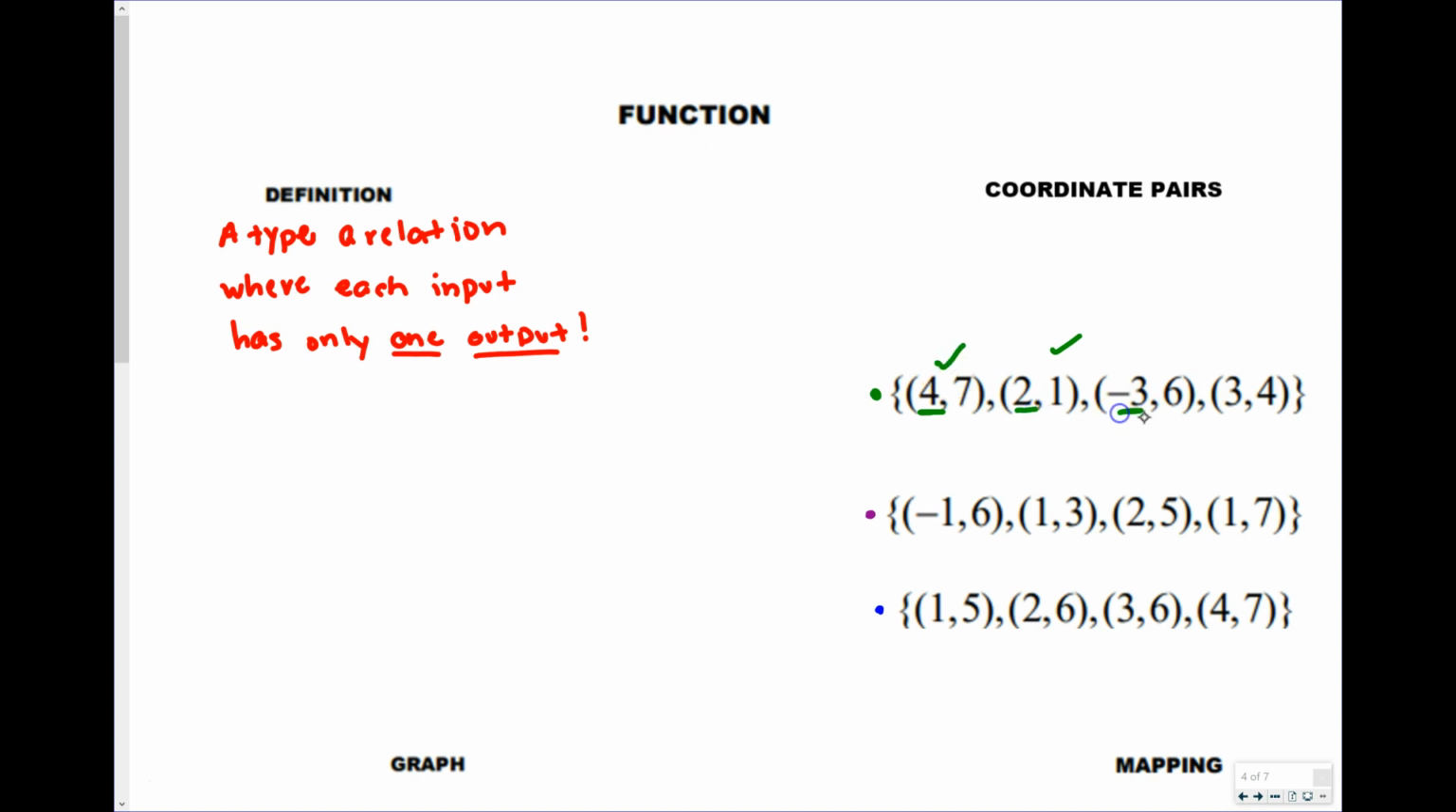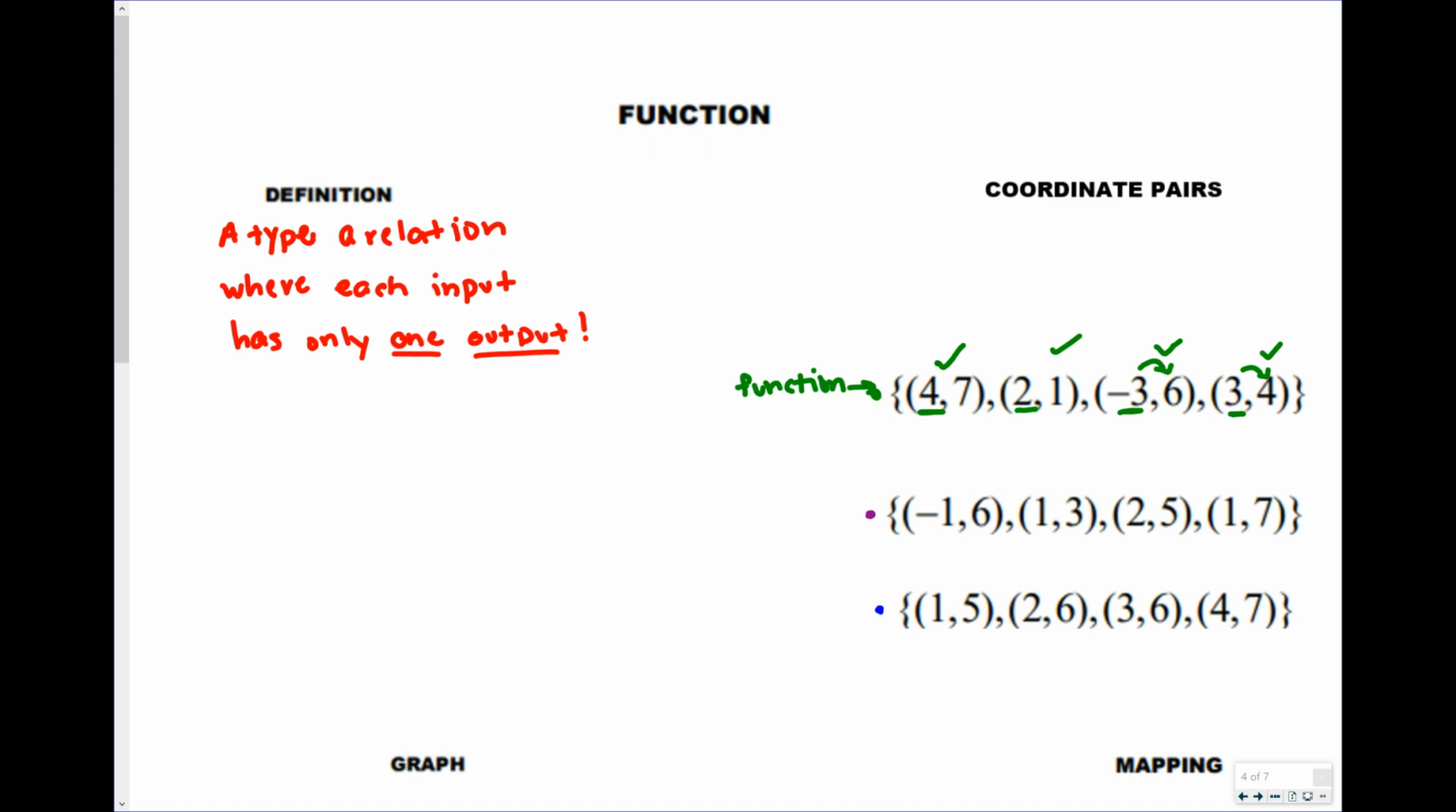Okay, -3 has an output of 6. Do we have any other -3s that have an output of something? Nope, so this is okay as well. And finally, the 3 has an output of 4. There are no other inputs of 3, so we're good there as well. So to answer this question for number 1, is this a function? The answer is yes. It's a function because each input only had one output.